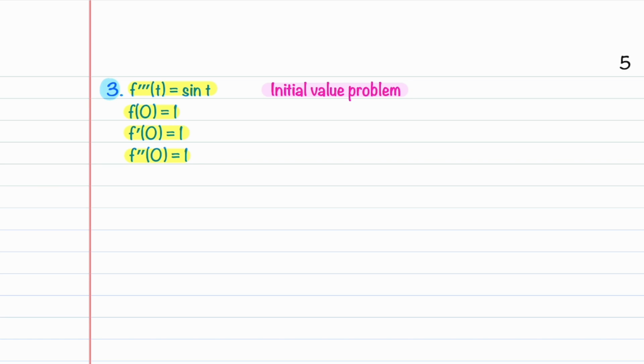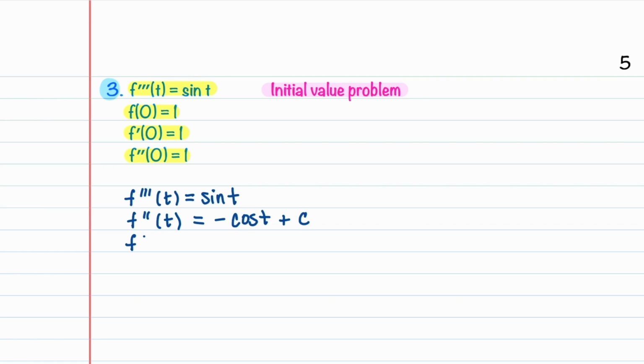Let's start by writing down our function. f triple prime of t is equal to sine of t. To find f of t, we first have to find f double prime of t and then f prime of t, and then we can find f of t. So let's find f double prime of t first. That is the antiderivative of sine t. The antiderivative of sine t is minus cosine t, and we add on a plus c.